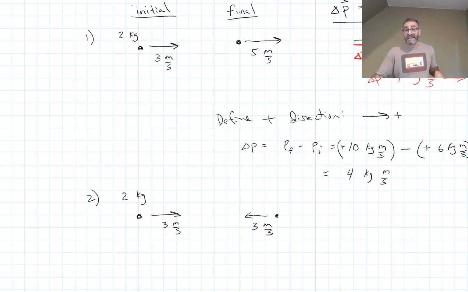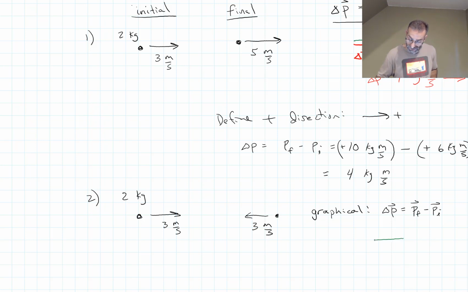This time, our 2 kilogram object starts out moving 3 meters per second to the right, and after something happens to it, some force acts on it, it ends up moving 3 meters per second to the left. And you're going to find the change in momentum using our two techniques. First, using our graphical technique, we are going to first draw P final. P final is 6 kilogram meters per second to the left.